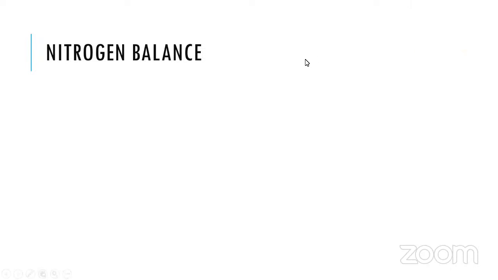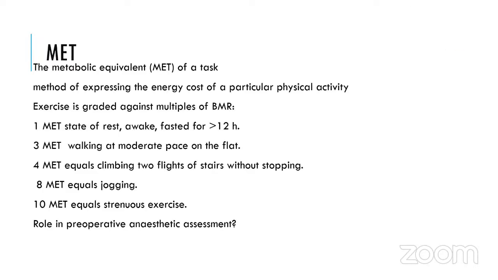I have a confusion, ma'am. In some books it is mentioned that 4 METs is equivalent to 1 flight of stairs, and some books mention 2 flights of stairs. Which should be mentioned? Okay. What we have learned through our PG curriculum is that 4 METs is equal to 2 flights of stairs, because if the person is walking 2 flights of stairs, we consider his cardiac reserve to be adequately good.